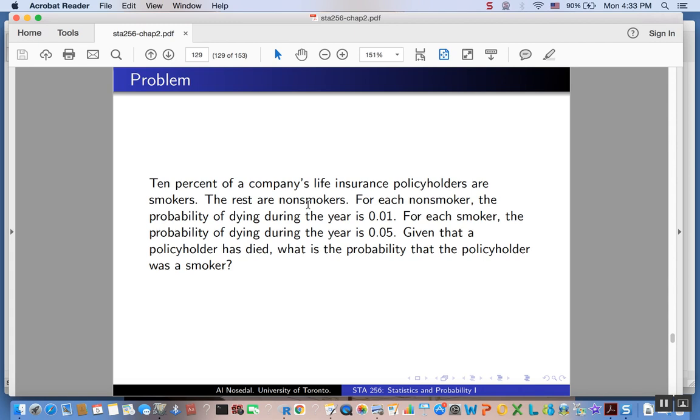Something else, another important piece of information that we have here is that for each non-smoker, right, given that we have a non-smoker, the probability of dying is 1%. On the other hand, given the information that we have a smoker, we have that the probability of dying is 5%.